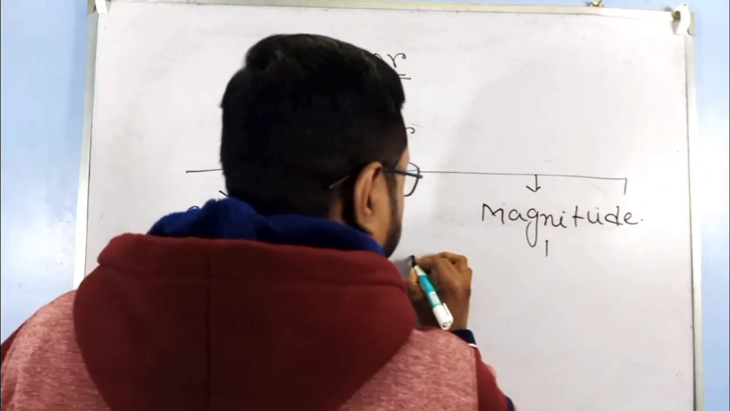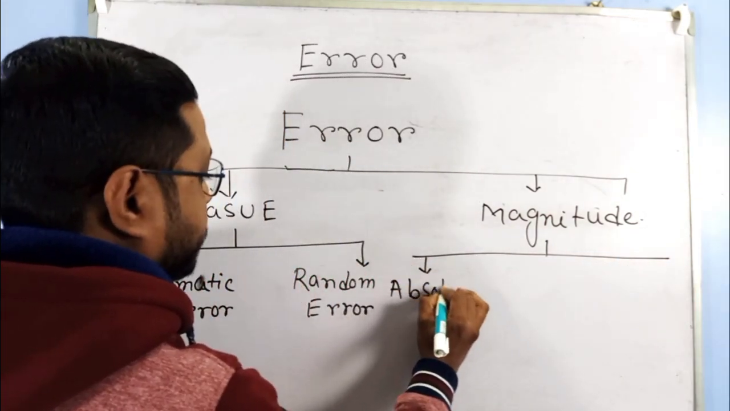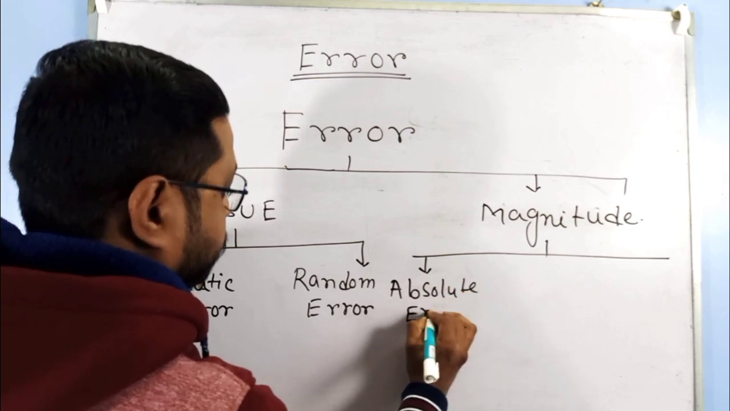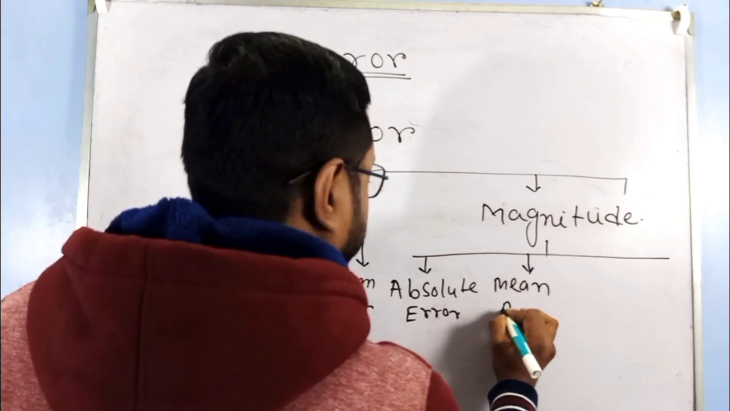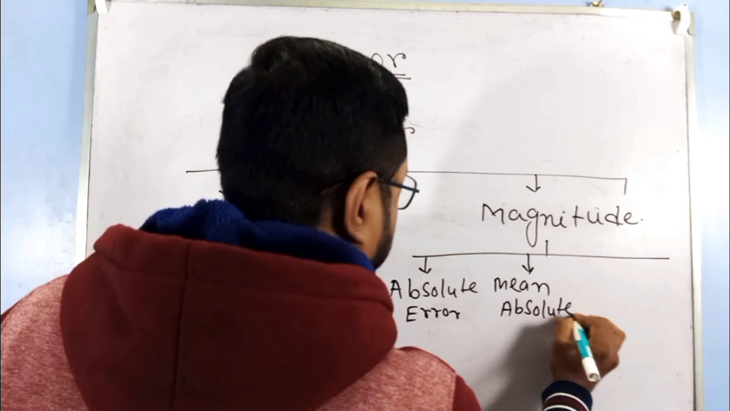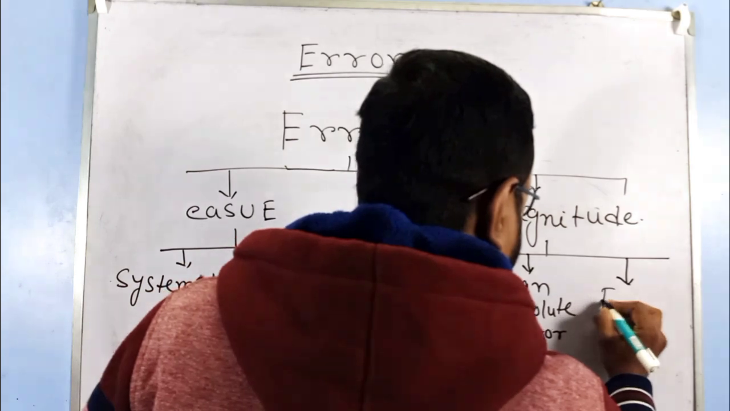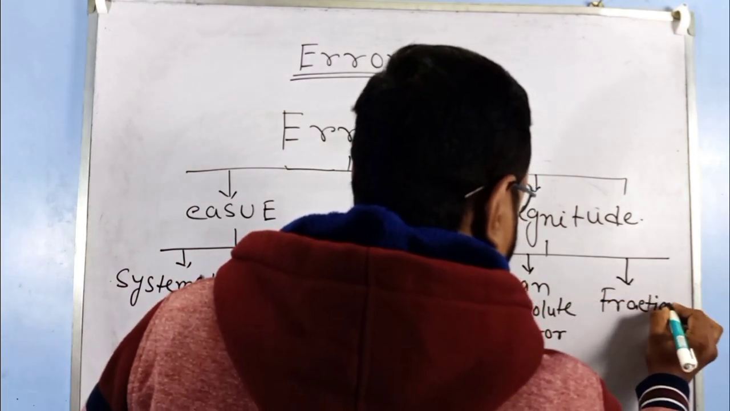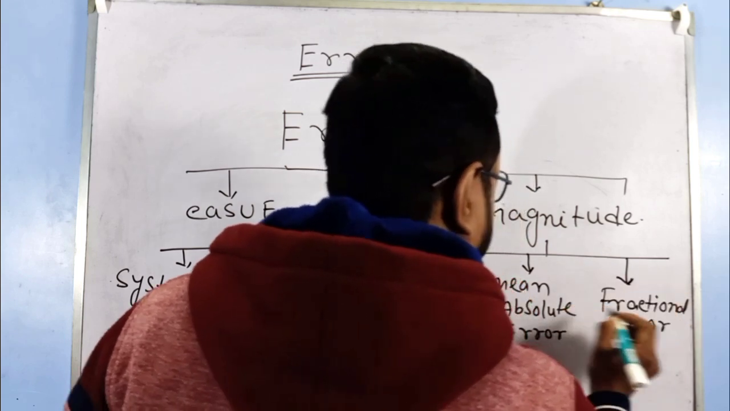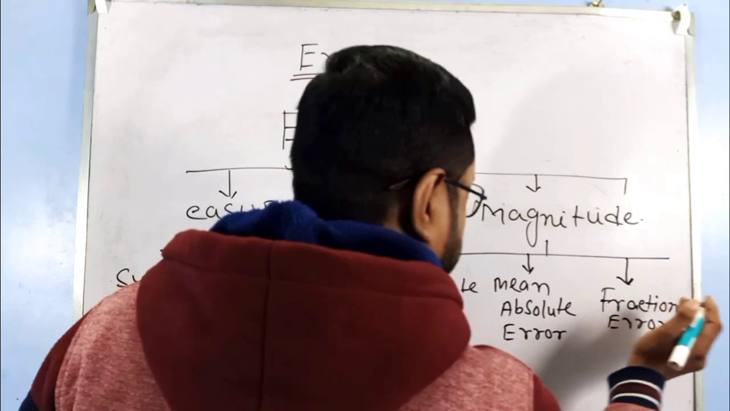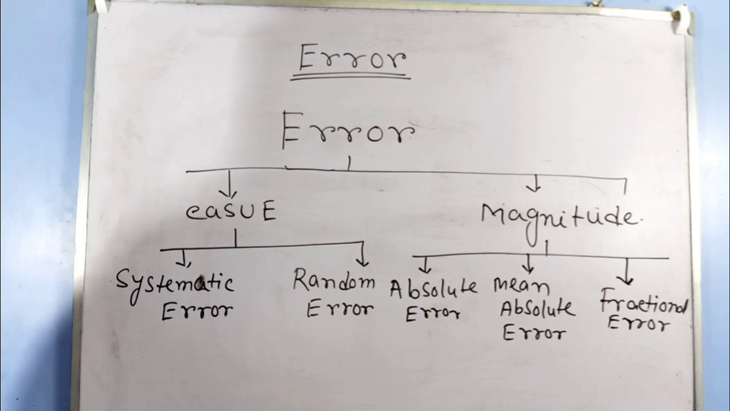By magnitude we get three types of error: one is absolute error, mean absolute error, and fractional error. And another error is called percentage error, that is fractional error into 100. Okay. This is the classification of error in physics.